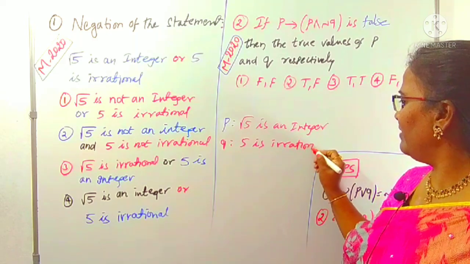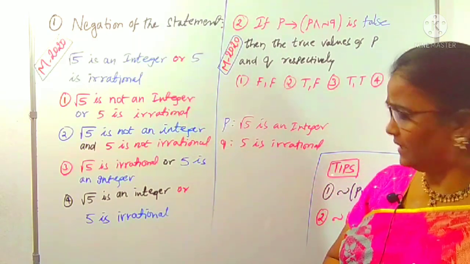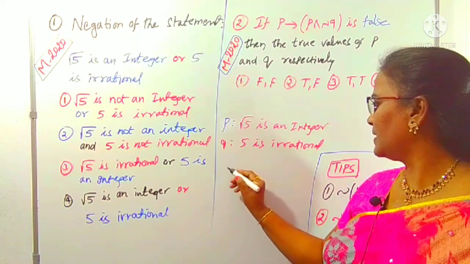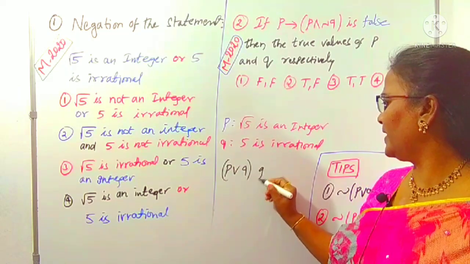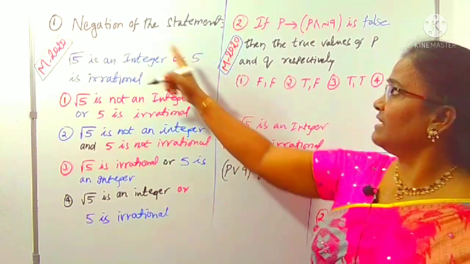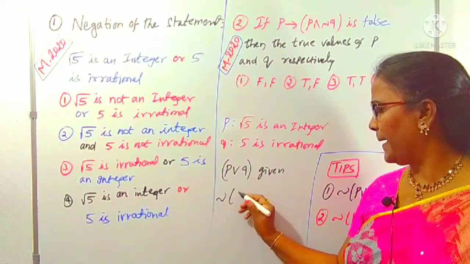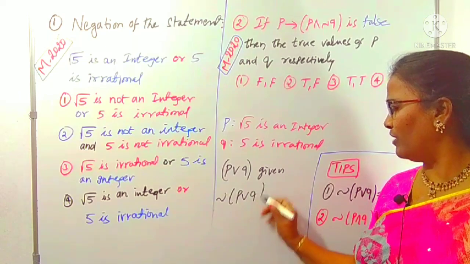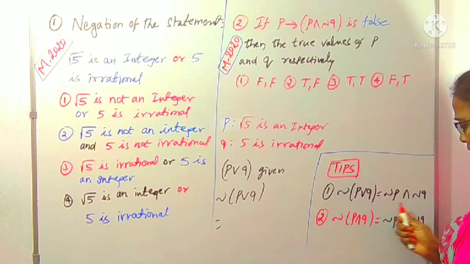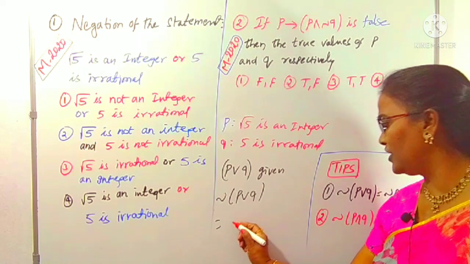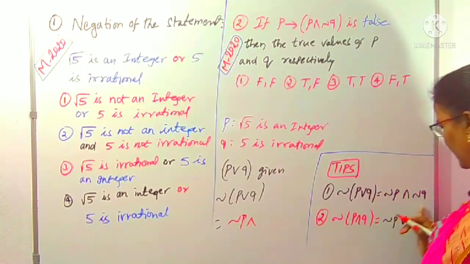Okay. So between them what is there? 'Or' is there. Means P or Q is given. Now what do we want? We want the negation of this, means negation of P or Q we want. Negation of P or Q is what, according to this step? Yes, negation P and negation Q.